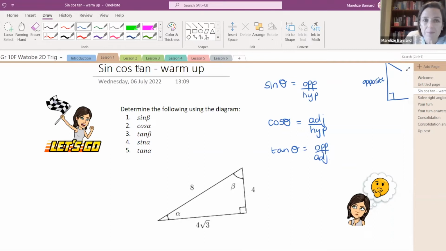I'm going to give you some time. So sine of beta, beta is this angle over here. I'm going to highlight it in blue. So sine means opposite over hypotenuse. So that will be opposite side, that's 4 root 3, divided by the hypotenuse side, that's 8. Now we can simplify that further because 4 can go into itself once and into 8 twice. So we end up with root 3 over 2.